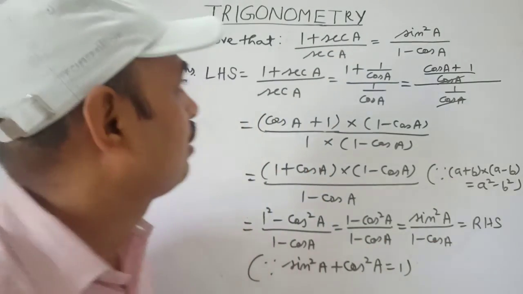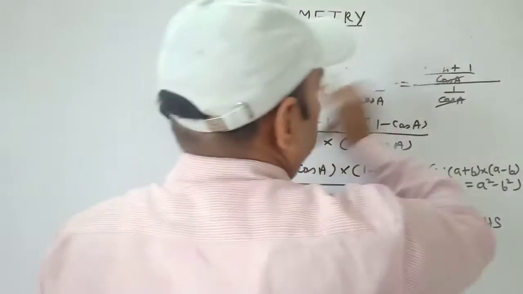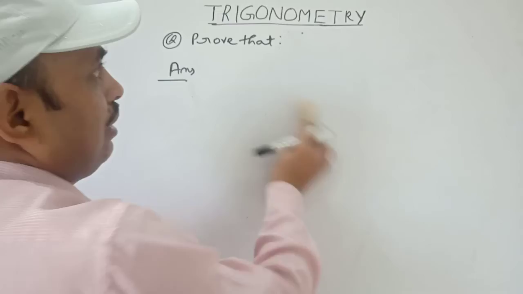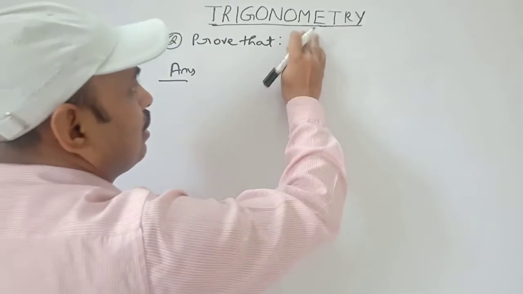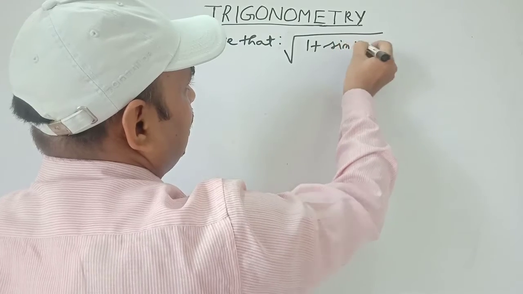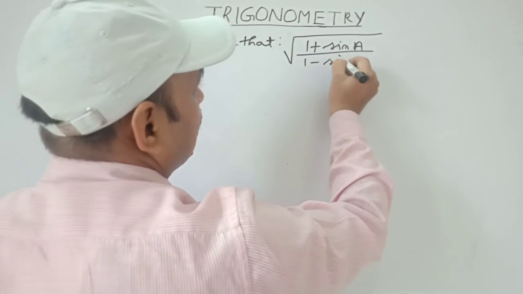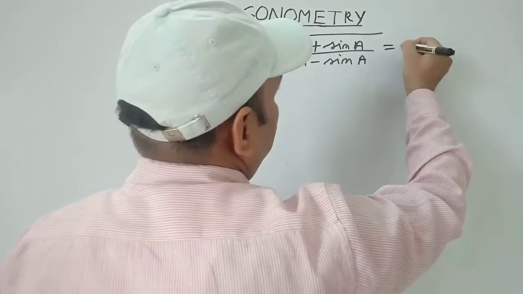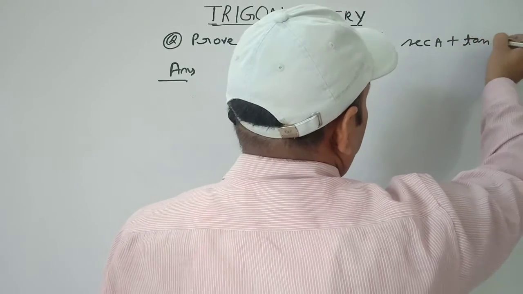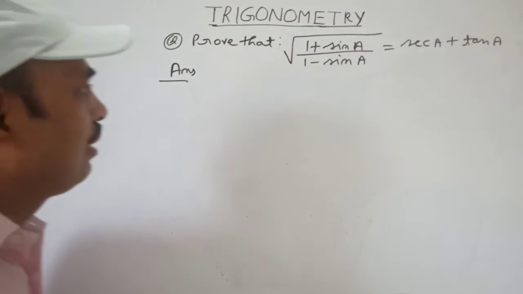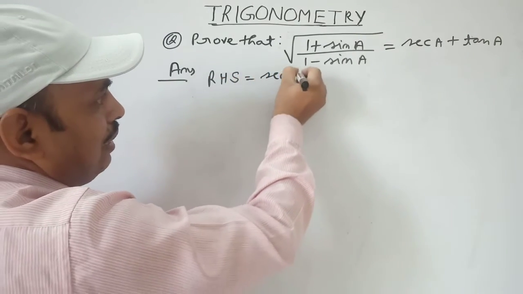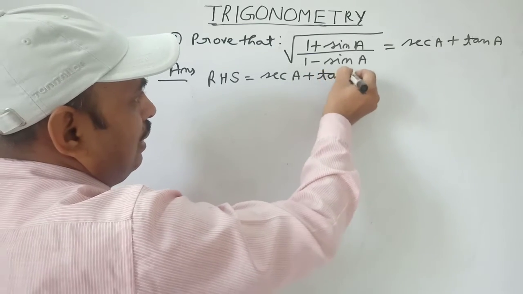Next question is, we will do the next question. Prove that the square root of (1 plus sin A) divided by (1 minus sin A) equals sec A plus tan A. See here RHS. What is RHS? RHS is sec A plus tan A.